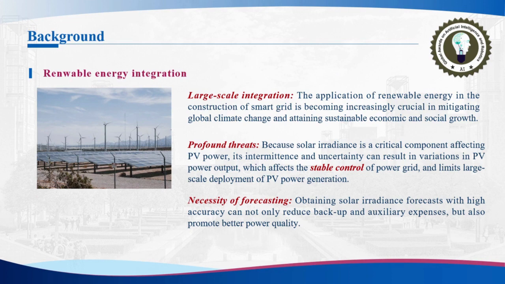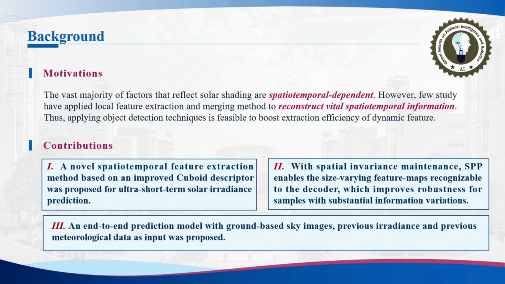Therefore, obtaining solar irradiance forecasting with high accuracy is of great significance. It can not only reduce backup expenses but also promote better power quality. Our research work is motivated by the fact that the majority of factors that affect solar shading are spatiotemporally dependent. However, few studies have applied local feature extraction and emergent methods to reconstruct vital spatiotemporal information, and therefore applying object detection techniques is feasible to boost the extraction efficiency of dynamic features.